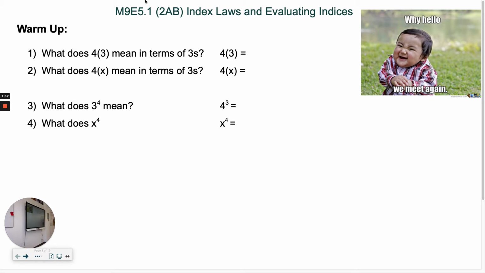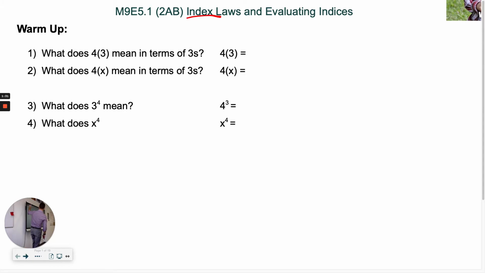Okay, so this is kind of the essence behind index laws. An index is like an exponent or a power. And so there's a little bit of a difference between how we write things, whether you're connecting things in one way or connecting numbers in another.